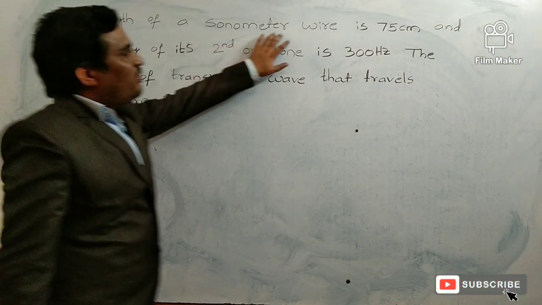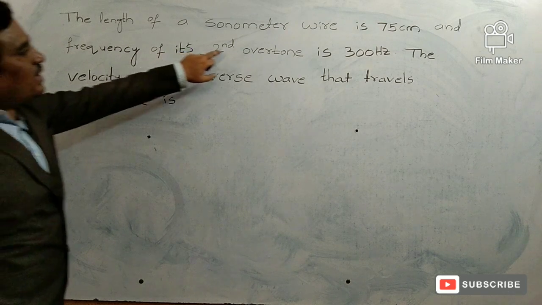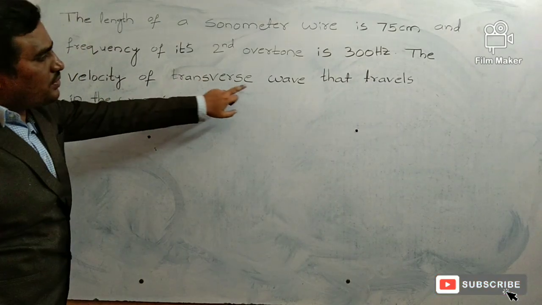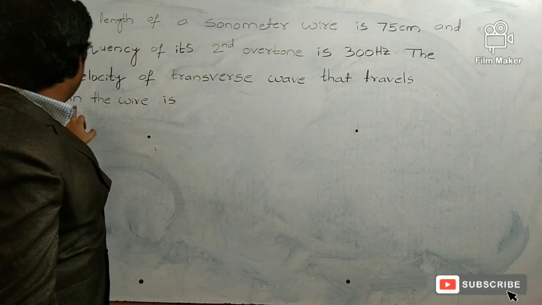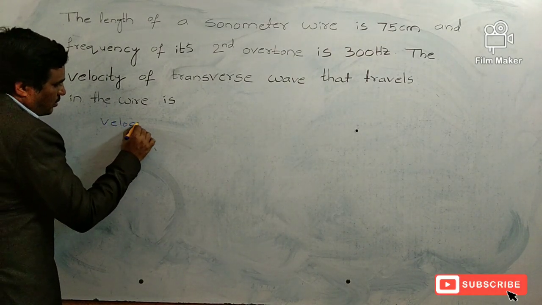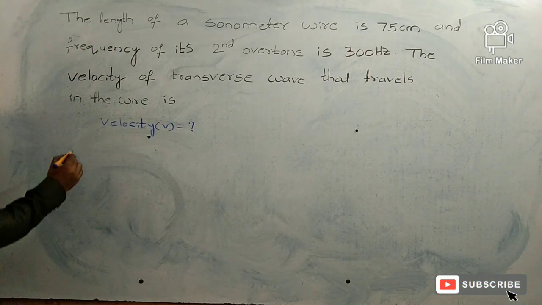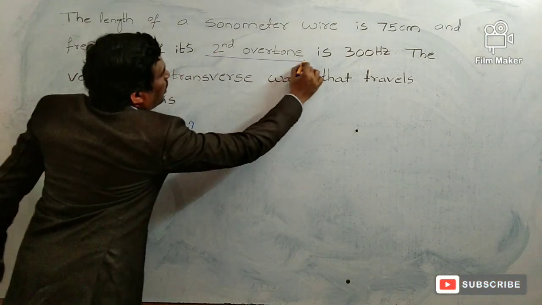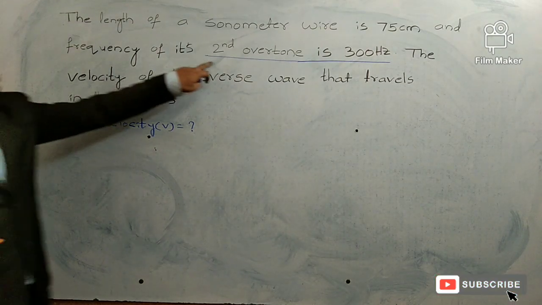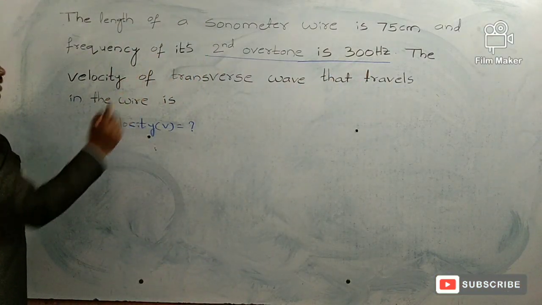The length of the sonometer wire is 75 centimeters, and the frequency of its second overtone is 300 Hz. Find the velocity of the transverse wave that travels in the wire. Here we have to find the velocity, the v value. What is given? The second overtone is 300 Hz. So the second overtone means it is the third harmonic frequency.